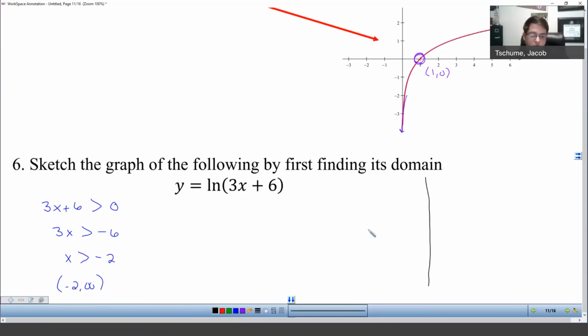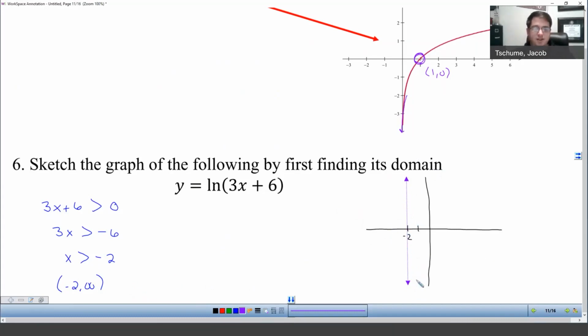Now, how that affects the graph of your logarithm is this. Instead of it being the y-axis that you can't cross, the difference now is that you would go over to the number 2, or negative 2, I'm sorry, which is what your domain says. And I'm actually going to shift my y-axis in that direction, because now everything less than negative 2 I cannot use. I can use everything to the right of negative 2 all the way to infinity.